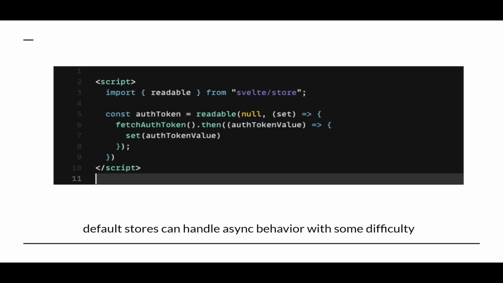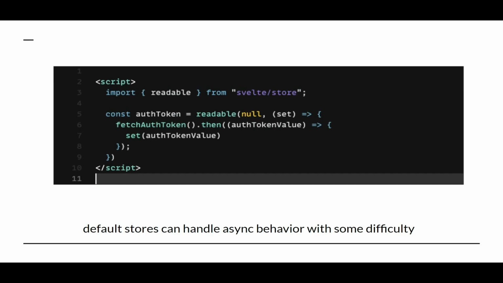Now, default stores are capable of performing asynchronous behavior. However, when we start to build out more complex relationships, it becomes hard to maintain the principles that make stores so valuable. Let's look at this example. Here we have a store representing an auth token that we can get using a hypothetical fetch auth token asynchronous function. In isolation, this works within our principles.